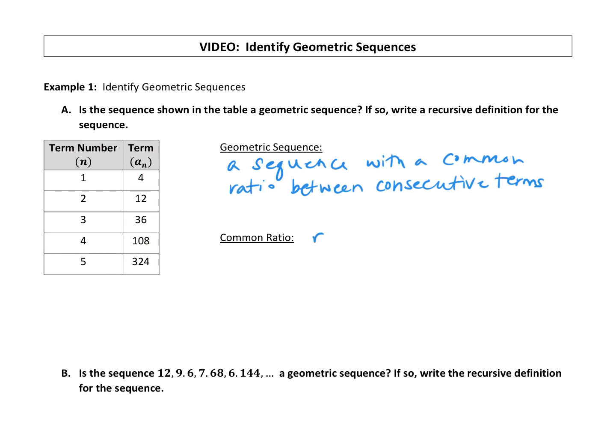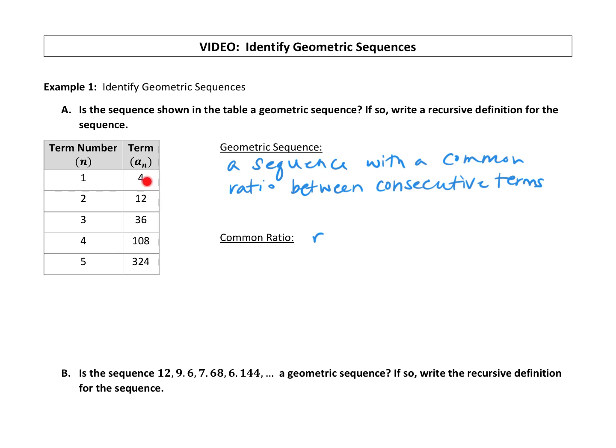So the first column just gives us the term number. So here's the first term, second term, third term, fourth term, fifth term. And the column on the right tells us what that term is. So the first term is a 4, the second term is a 12, the third term is 36, and so on. So for this to be a geometric sequence, we should be able to take each term, multiply it by a common ratio to get to the next term.